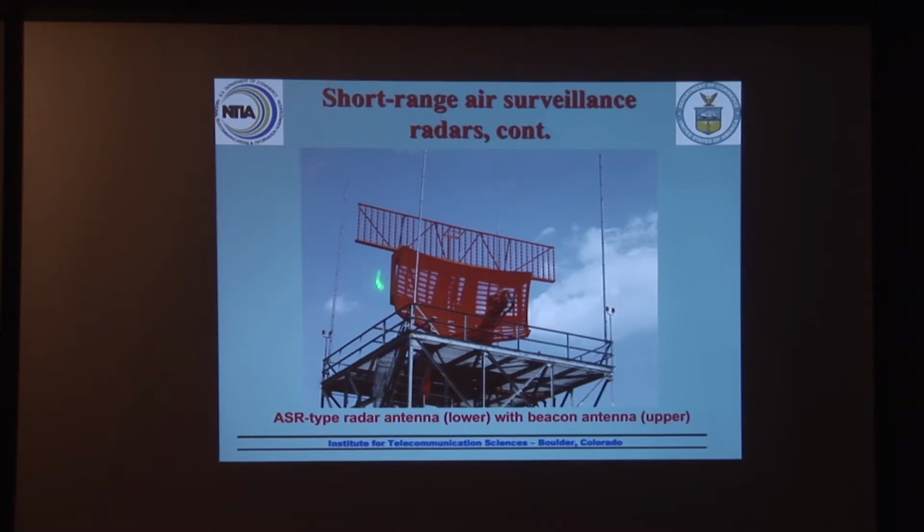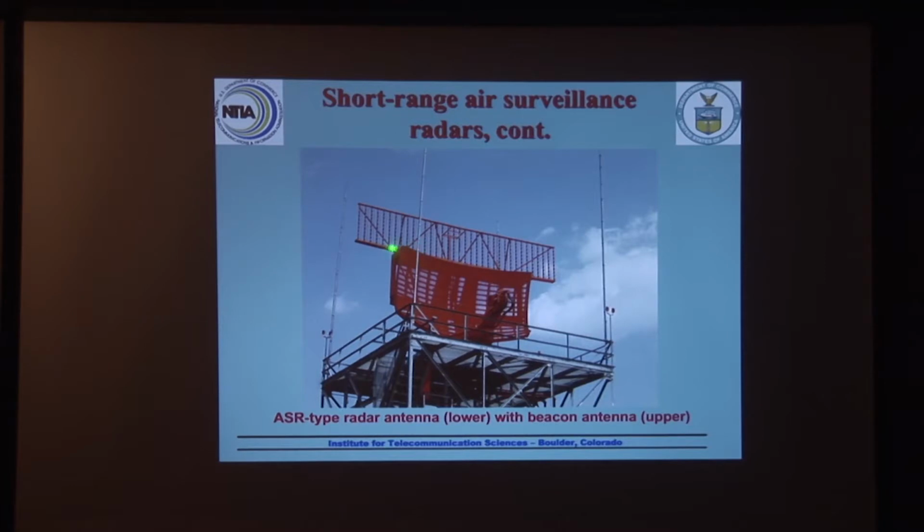Typical ASR, this is the feed where pulses are fed out. This is the reflector that forms the beam. Echo information comes back into this and then is focused back down on the feed. There are two feeds on this, and it does form two beams vertically, so it's got a little bit of elevation discrimination, but not a lot.